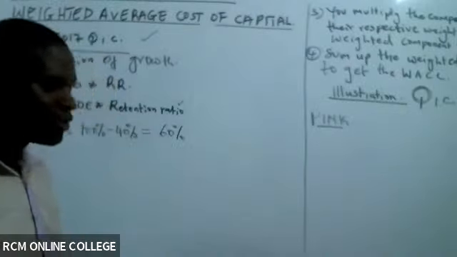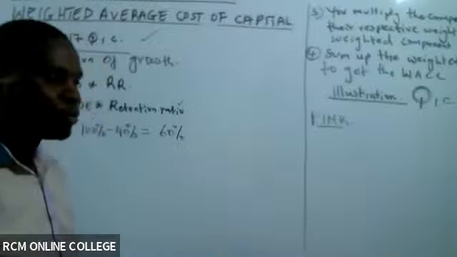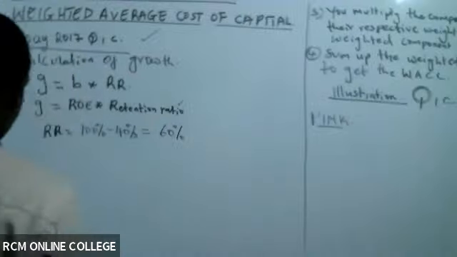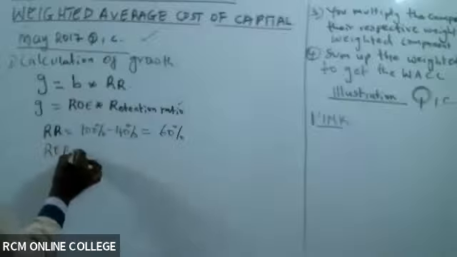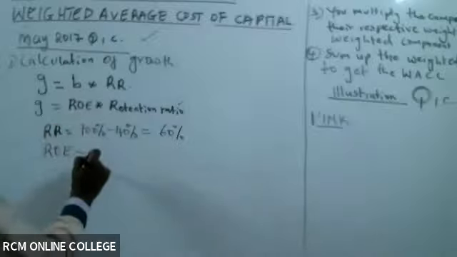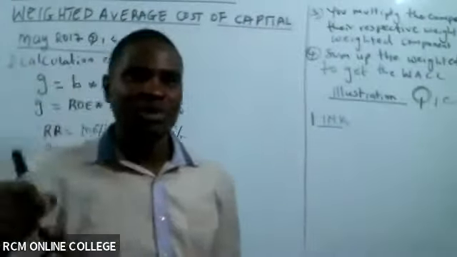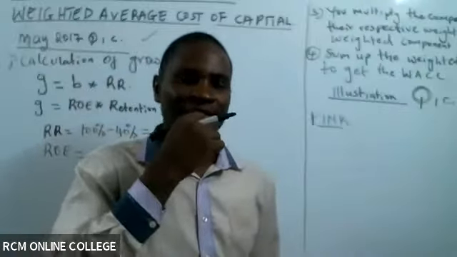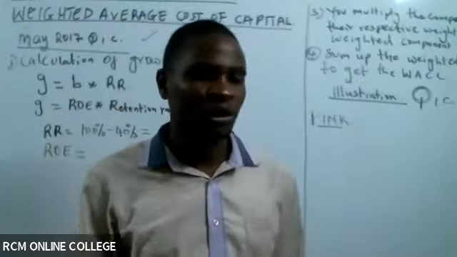Good. Having known our retention ratio, we want to move forward and compute our ROE, our B. Remember, this is return on equity. Nani anaweza nipatia formula ya return on equity? Our shareholder. What is the ratio of our shareholder? Ni nini wanagawana? Hivyo ndivyo unajiuliza.